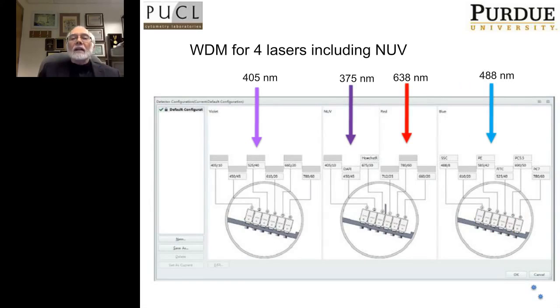Here's a slightly different layout, and you can see here that we've split the 375 and the 638 lasers going into these WDM modules. So basically, I would say, it's not an infinite number because you have a limited number of lasers and a limited number of detectors, but there's a huge number of combinations that can be made in what I think is pretty clear is the simplest possible layout that you can have for a laser system.